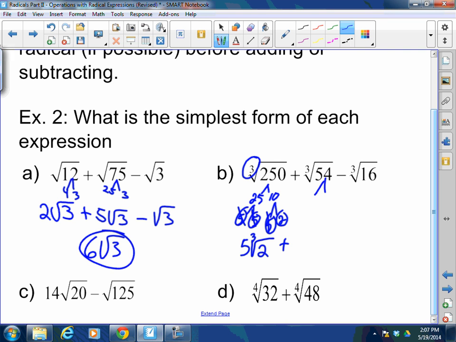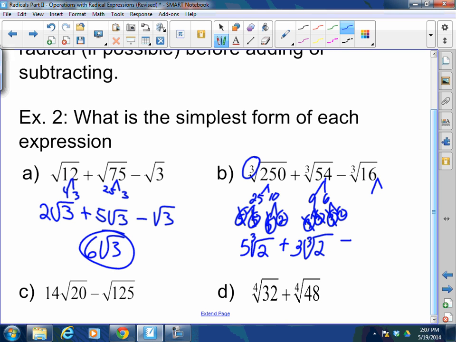54. That's 9 times 6. That's 3 and 3. Circle, circle. That's 3 and 2. Circle, circle. A 3, and a 3. Very good. 3 cube root of 2. Excellent.